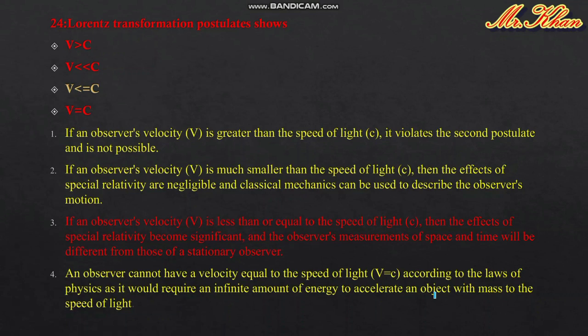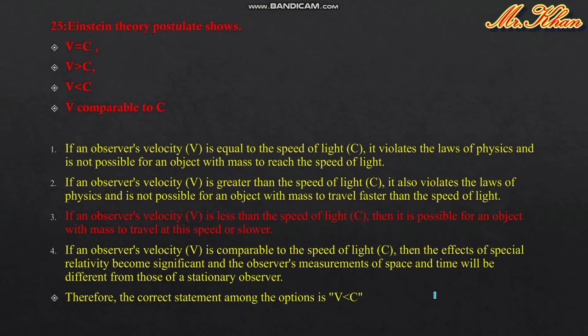If an observer's velocity, v, is less than or equal to the speed of light, c, then the effects of special relativity become significant, and the observer's measurements of space and time will be different from those of a stationary observer. An observer cannot have a velocity equal to the speed of light, v equals c, according to the laws of physics, as it would require an infinite amount of energy to accelerate an object with mass to the speed of light. Question 25. Einstein theory postulate shows v equal to c, v greater than c, v less than c, or v comparable to c.